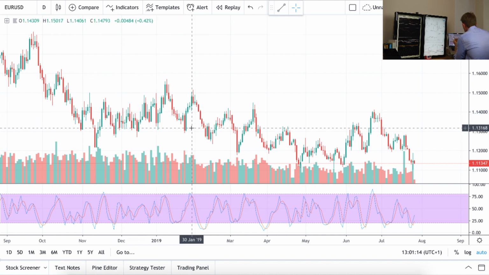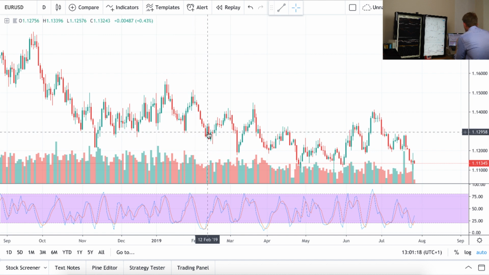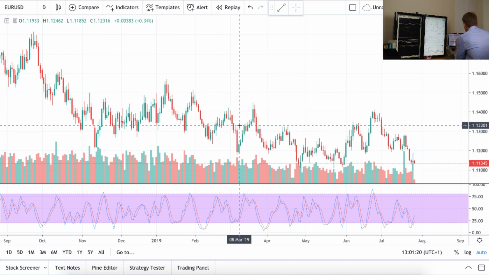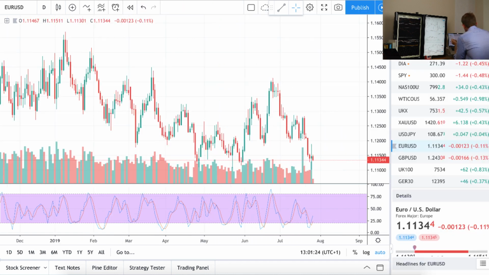Even if you use it as a filter and said, hey, you know what, I'm not going to buy in an overbought condition. I'm just not going to buy. I'm only going to buy in oversold. I'm only going to buy when we come off overbought. So it's just a useful tool, guys.